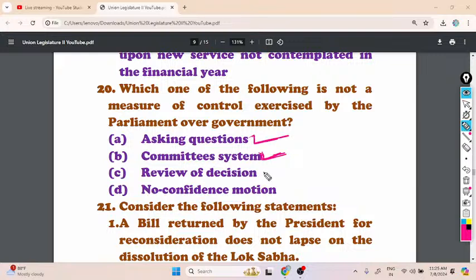Review of decision, no such provision is there. C. So there is no such provision of review of decision. This is a vague term, an ambiguous option. So that will be correct. The no-confidence motion is also as effective as question hour. It is a control mechanism. Okay, C. So the 20 answer will be C.